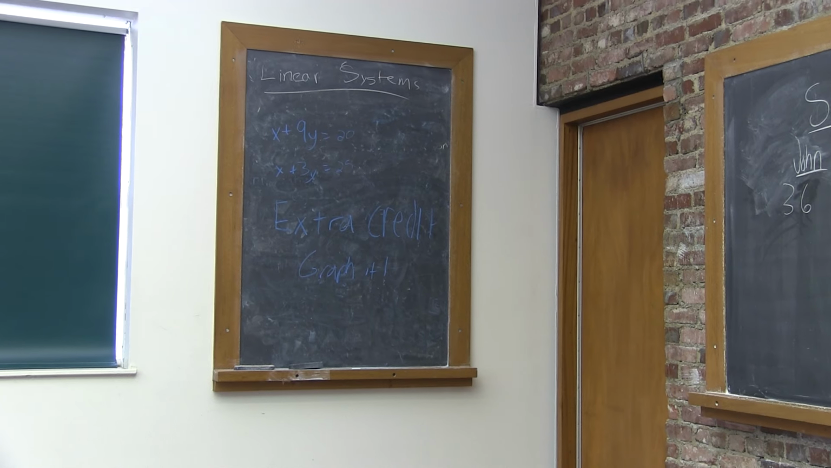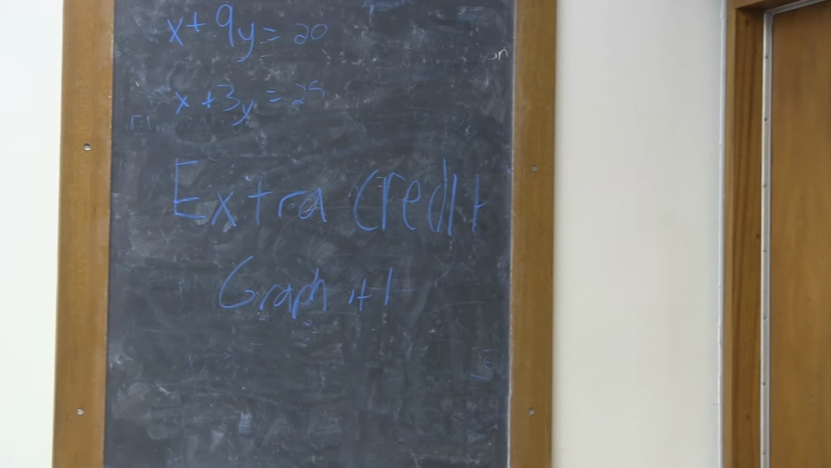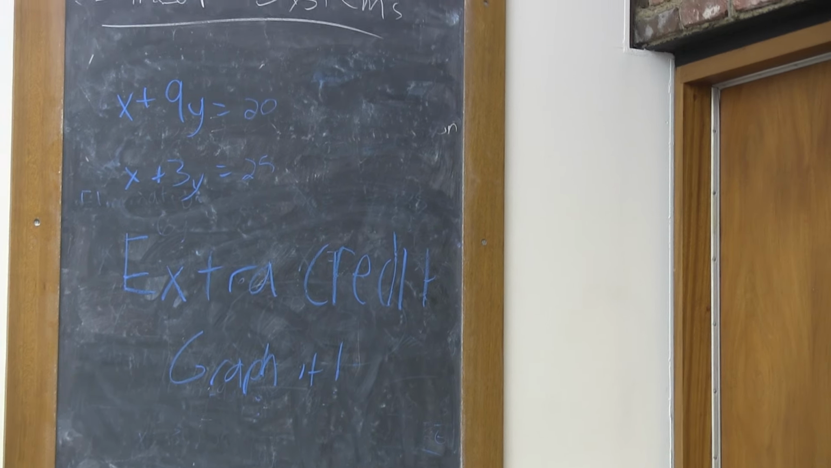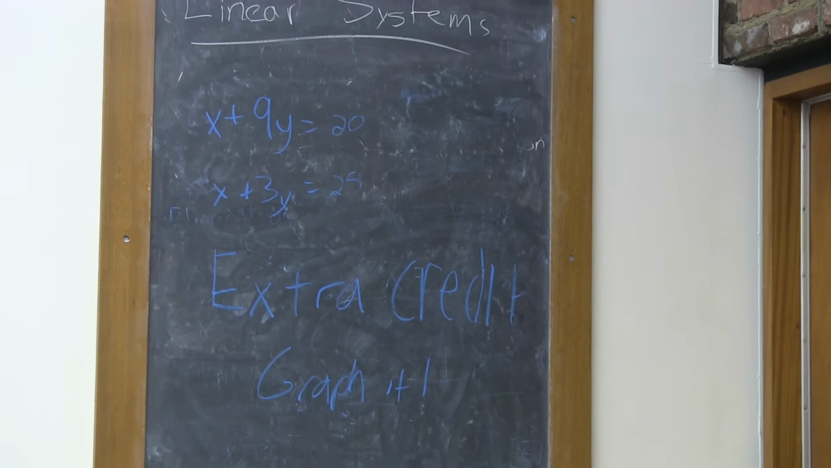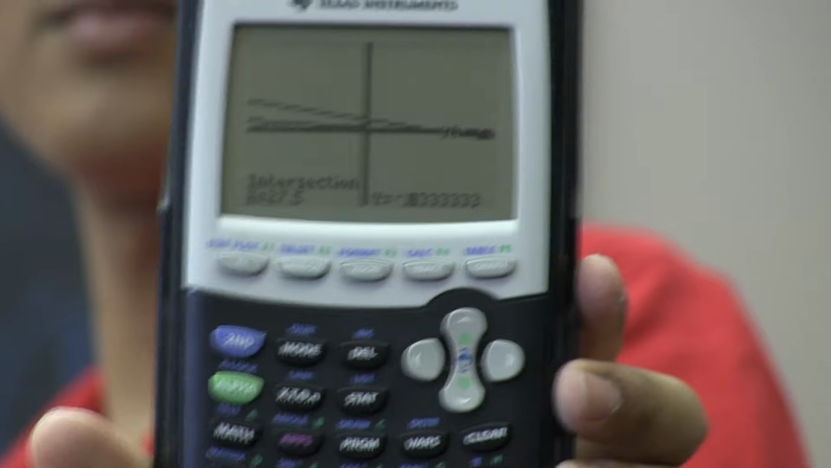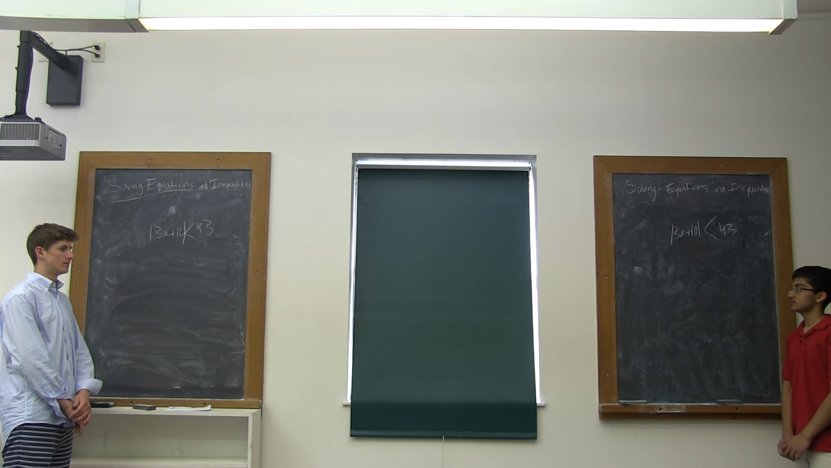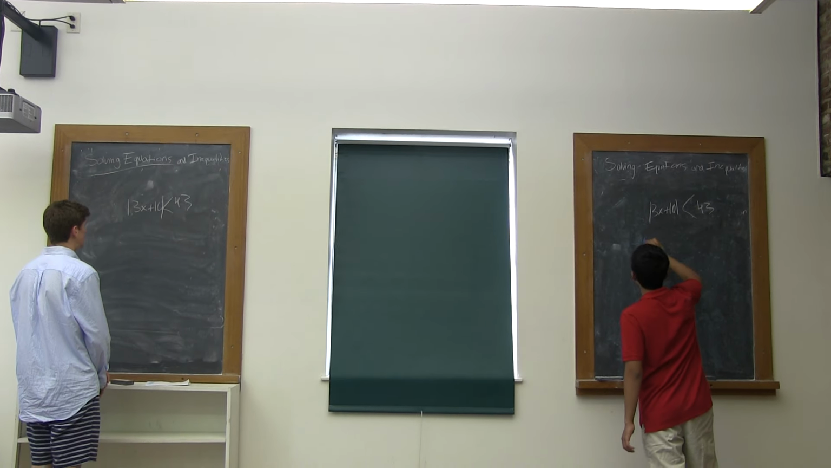The form was on point! Now it's time for some extra credit. Nithish will just be required to graph the system that he has just solved. Contestants will be required to graph their solution and put it in set notation.